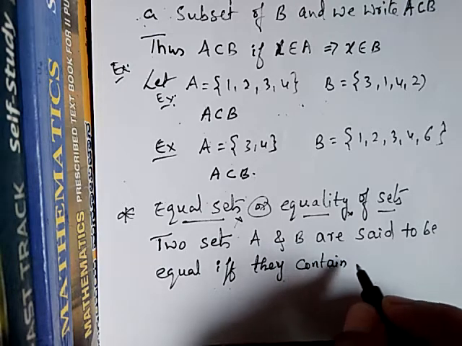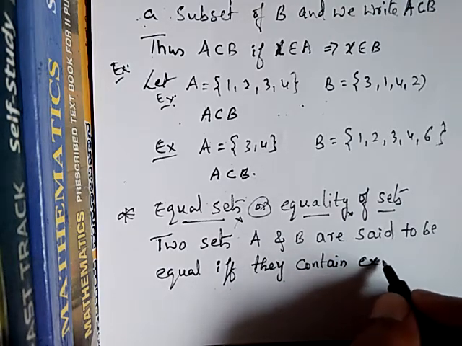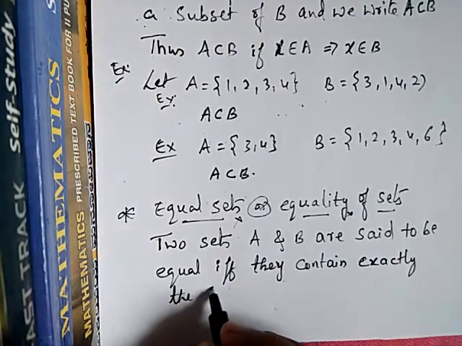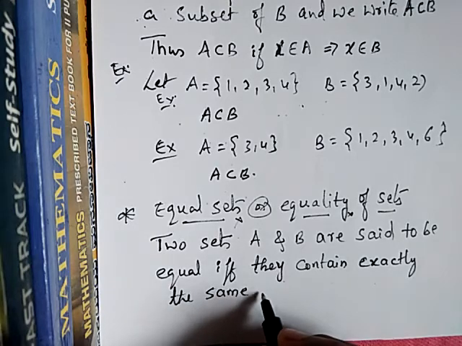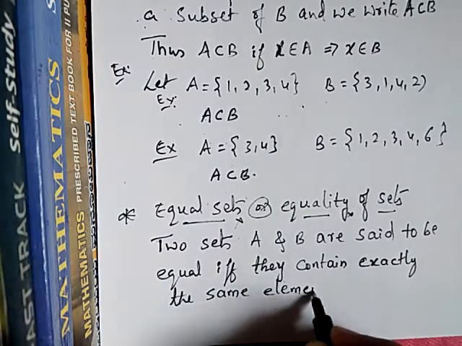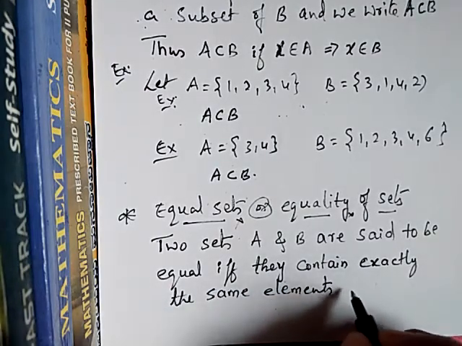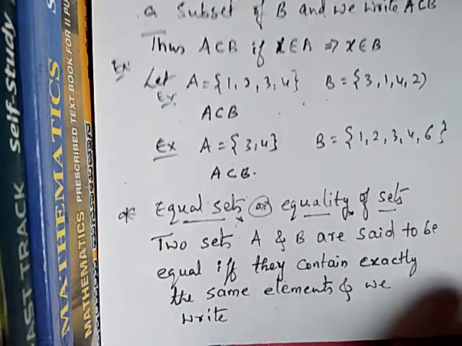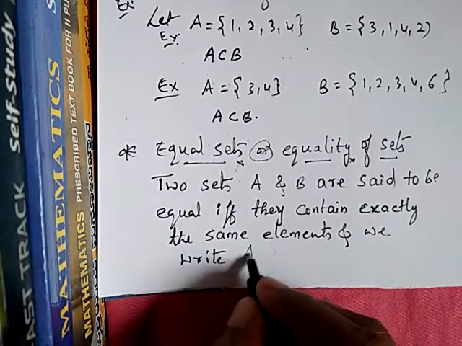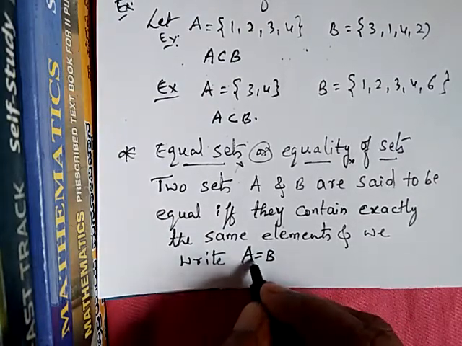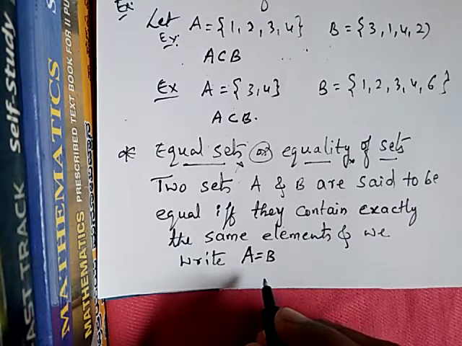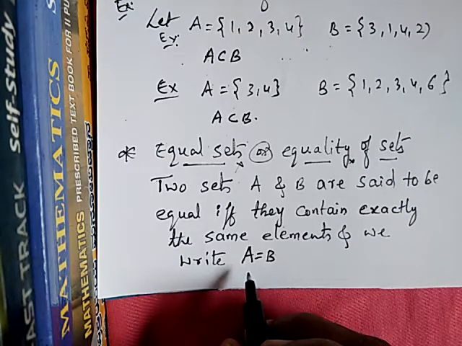And we write A is equal to B. So whatever element is present in A, that element should be present in B also, and the same number of elements should be there. Then we can say that A is equal to B.